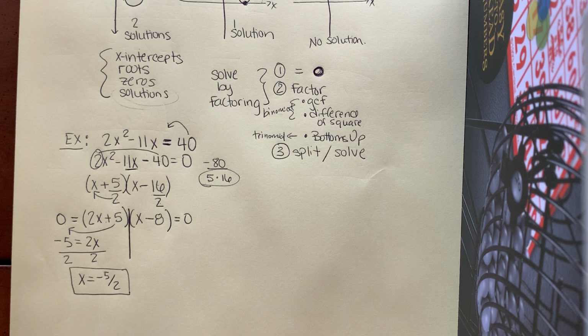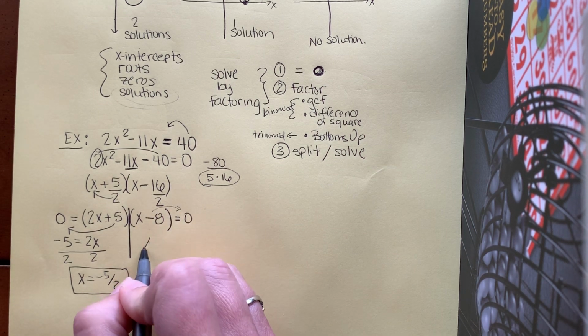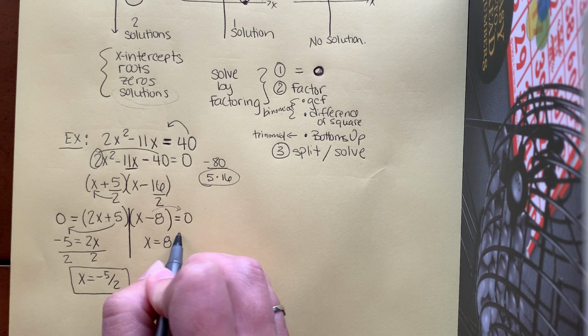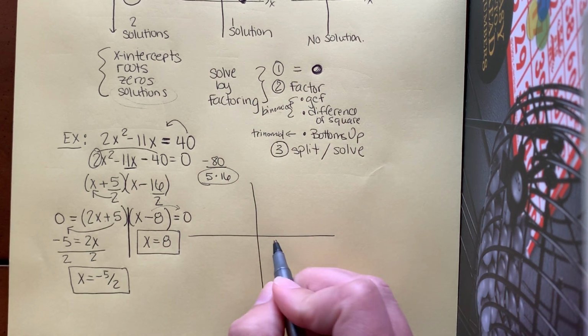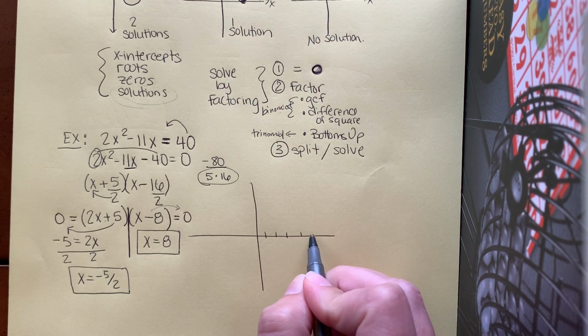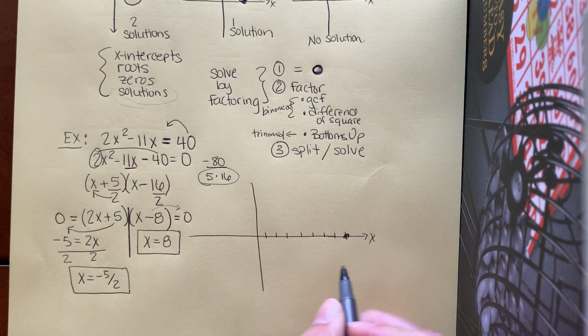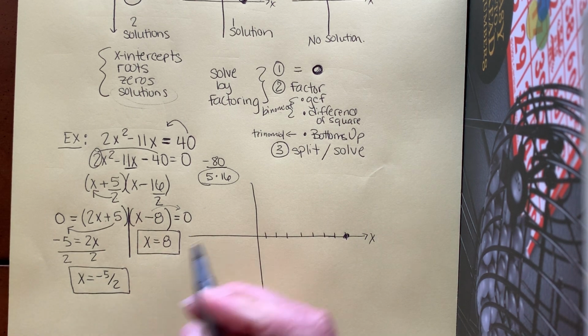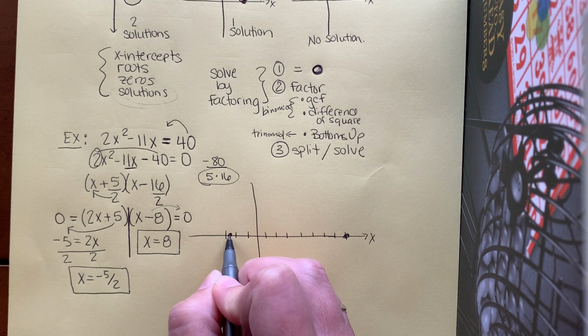Box that up, that's one of my solutions. The second equation, you're going to move your 8 over, so it becomes x equals 8. And that's all there is to that one. So what does that mean? That means I have a parabola, 1, 2, 3, 4, 5, 6, 7, 8, that has an x-intercept at 8 and at negative 2.5.